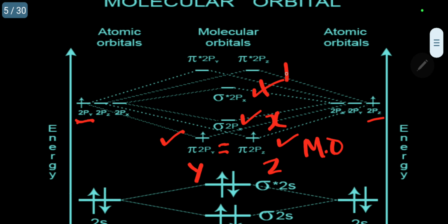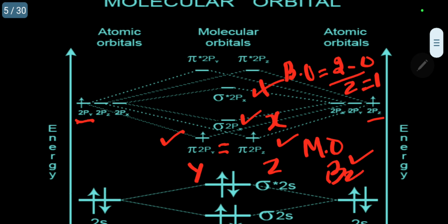So what is the bond order? Bond order is equal to the total number of electrons present in bonding molecular orbitals, 2, minus antibonding, 0, divided by 2. So the answer is 1. That means the B2 molecule is existing. So we are proving that the boron molecule is existing. The bond order is 1.